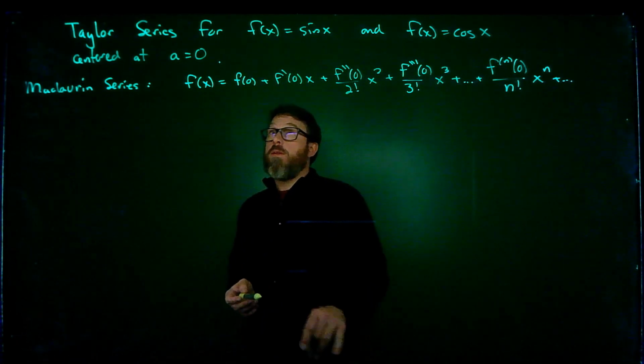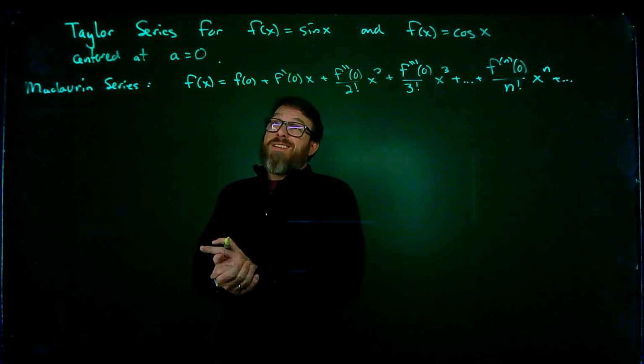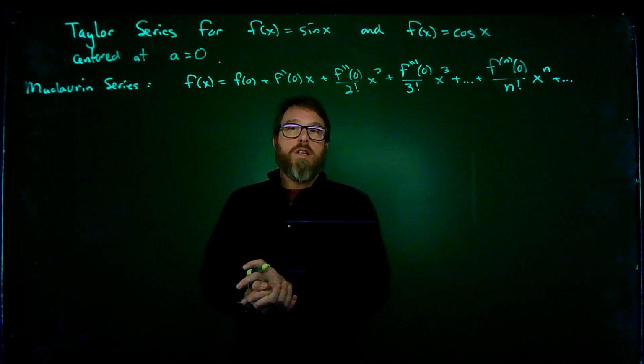I'm Professor Van Hammond. I'm going to do some Taylor series for the sine and cosine function. So really I'm going to do the Maclaurin series. It's a little quicker. They're very similar. The Maclaurin series is just a Taylor series centered at 0.